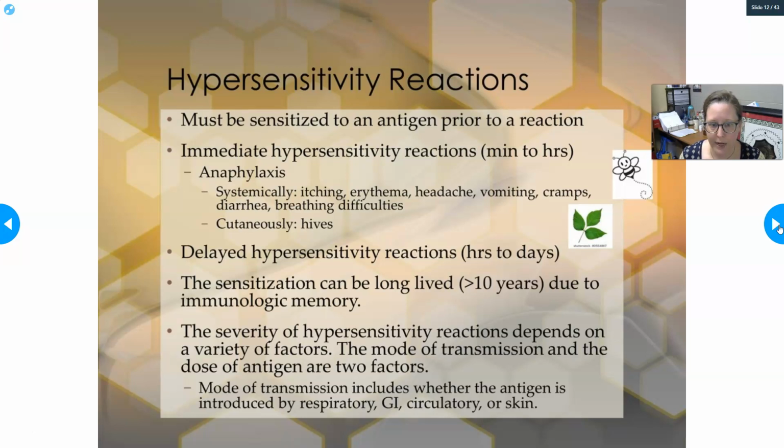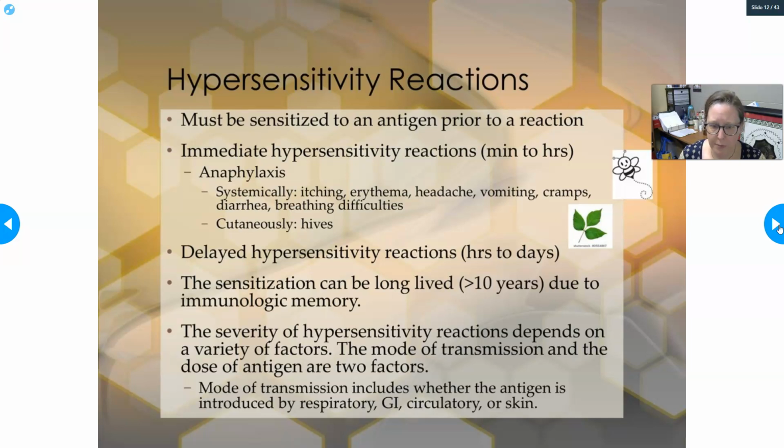Delayed hypersensitivity reactions take hours to days to happen. A typical one that most people can relate to is exposure to poison ivy or poison oak, where you don't really see the rash until 24, almost 48 hours later. And once you're sensitized to an allergen, that sensitization can be long-lived, more than 10 years, due to immunologic memory. Usually that means if you're allergic to something, you're probably going to be allergic to it for the rest of your life, although there are instances of people growing out of certain allergies as they transition from childhood to adulthood.